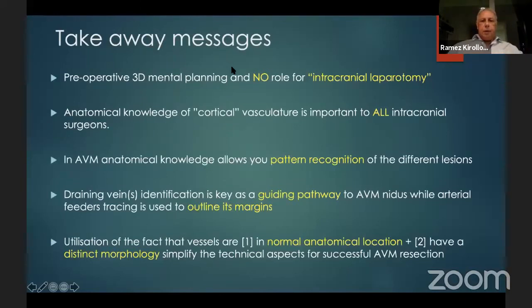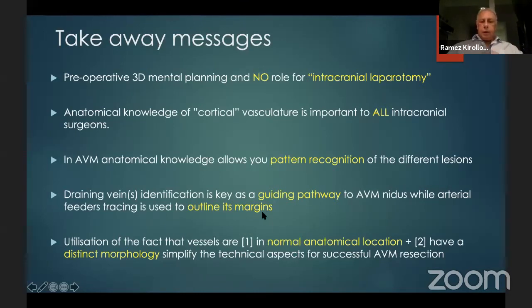So the takeaway message is that you have to plan your surgery. There is nothing called intracranial laparotomy. You have to know it before you are operating. The cortical vascular anatomy I showed you is not just important for vascular surgeons. It's important to know for everyone. And if you know the normal anatomical patterns, you will have a pattern recognition in your mind for the different lesions, and always use your draining veins, which you keep till the end, as a guiding pathway to the AVM nidus, while using the feeders to trace the outline of its margins. So this is very important in your surgery.